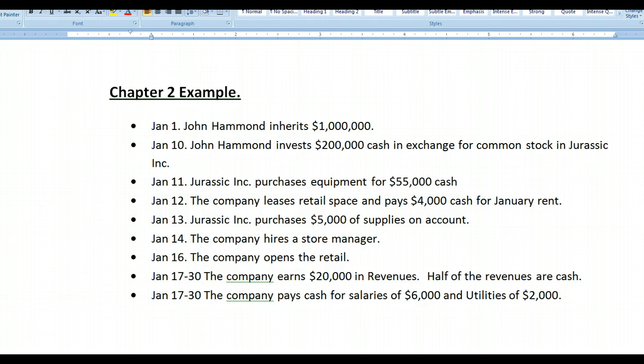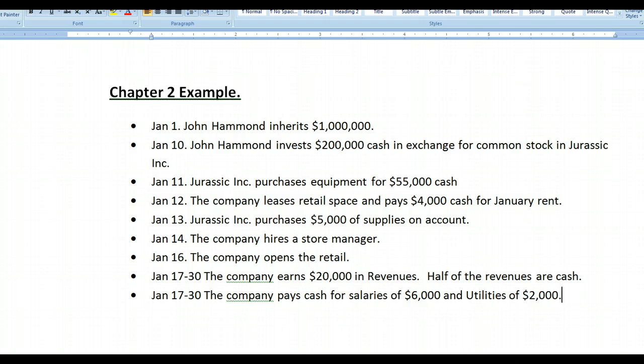Let's first look at the item on January 1st. John Hammond inherits $1 million. We said that was not a business transaction, so that would not get recorded in our books of accounting. Remember, when we are doing financial statements, we are always accountants that work for the company. We are the company. So this particular transaction on January 1st would not get recorded because it's not a business transaction.